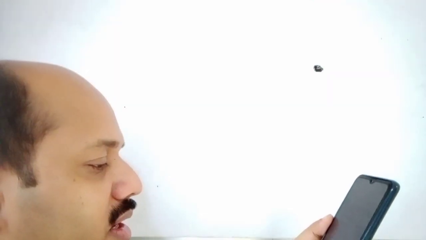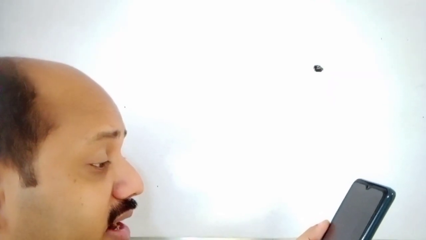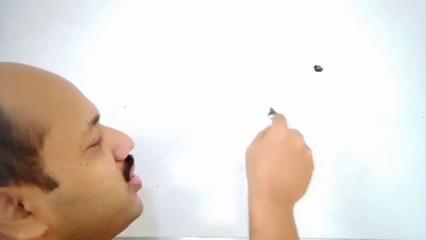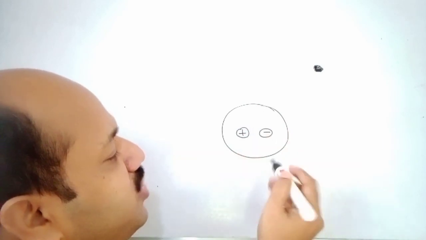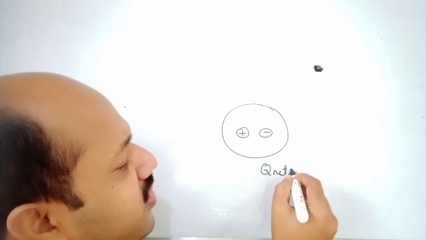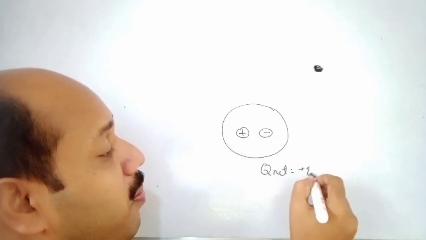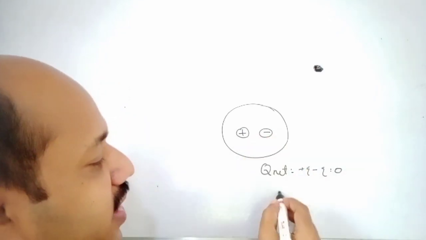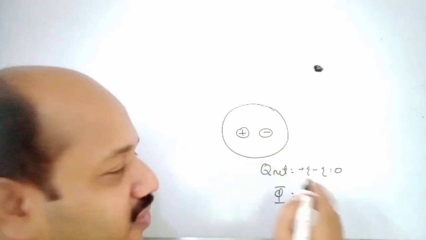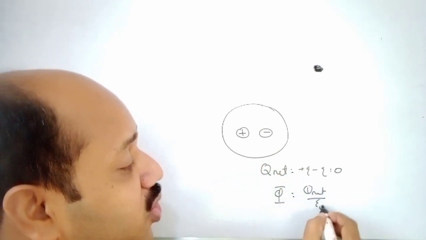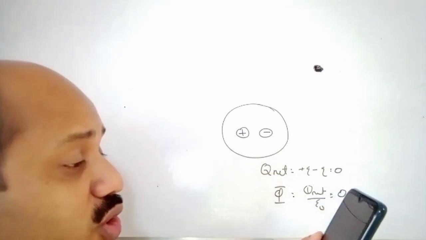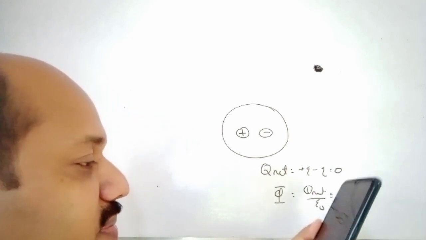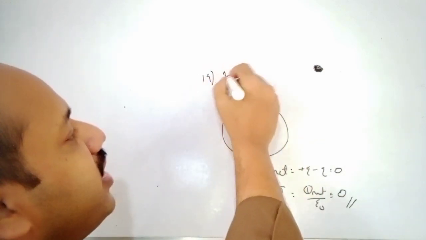Number 19. A Gaussian sphere encloses an electric dipole within it. The total flux across the sphere is? A Gaussian surface is a closed surface. Dipole means equal and opposite charges. What is the net charge enclosed by this Gaussian surface? Plus Q minus Q, that is equal to 0. Then according to Gauss law, the net flux through this closed surface is Q net by epsilon 0. Here Q net is 0, therefore flux is equal to 0. Therefore the choice is 1. 19th question, 1 is the answer.